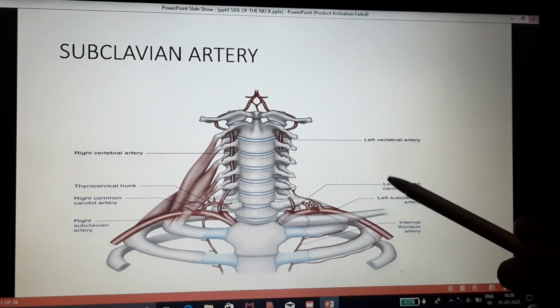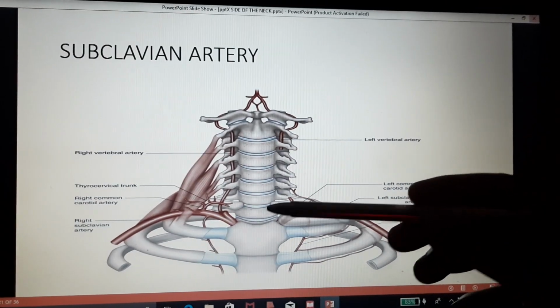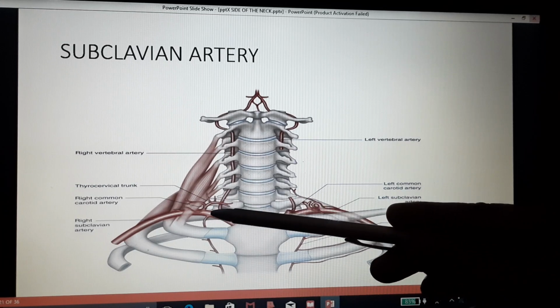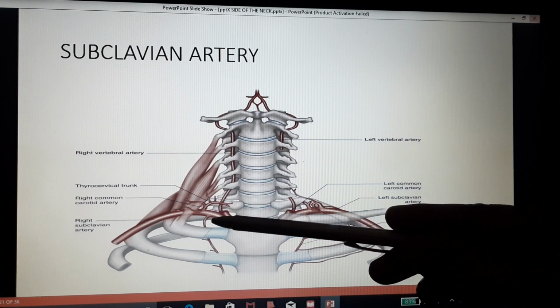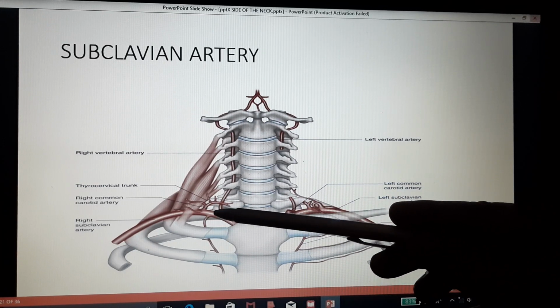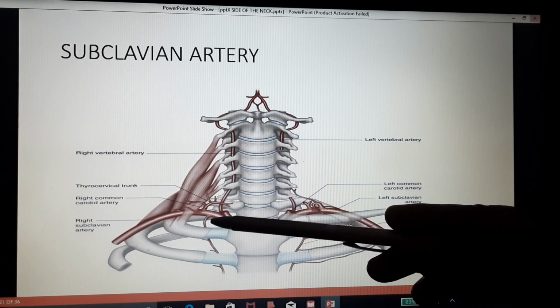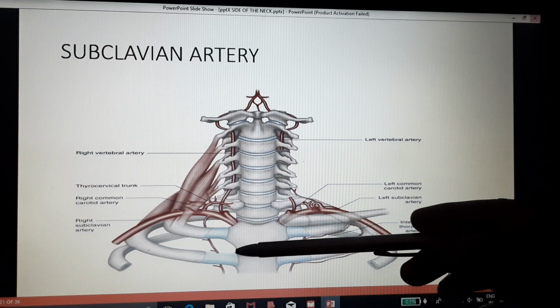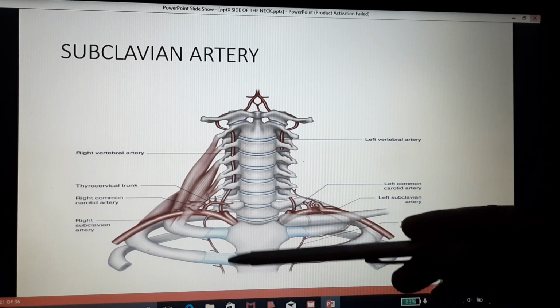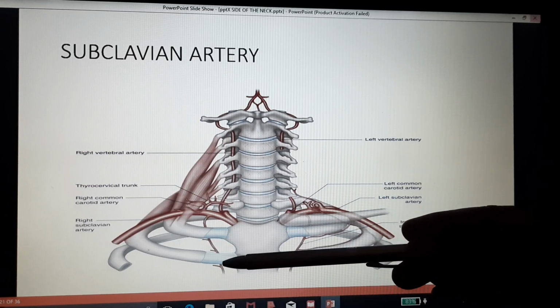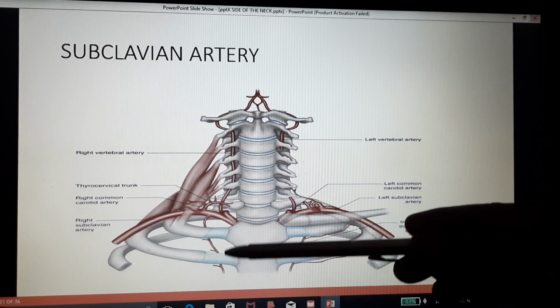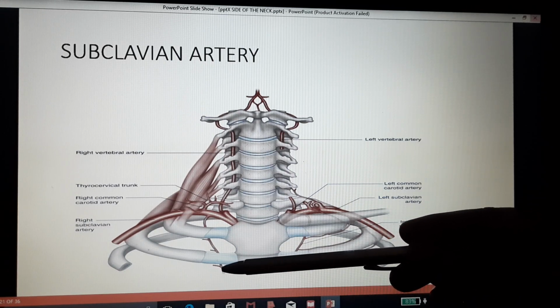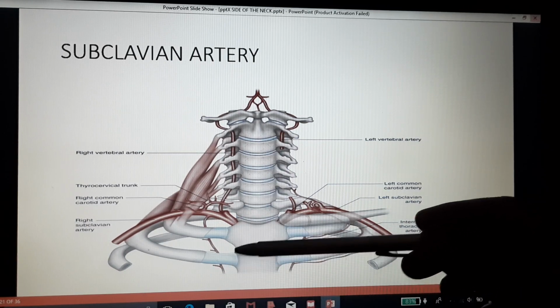So we will see all the branches one by one. The internal thoracic artery arises from the lower surface of the first part of the subclavian artery. It runs downwards behind the thoracic cage, just 1 cm lateral to the external border, and at the level of the 6th intercostal space, it divides into the musculophrenic artery and the superior epigastric artery.